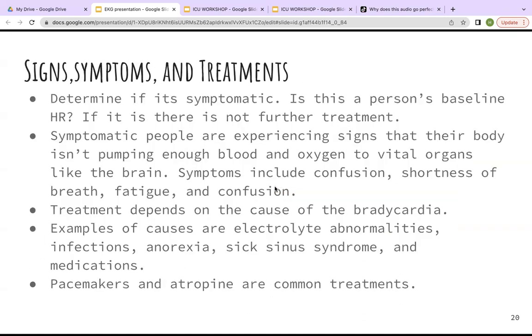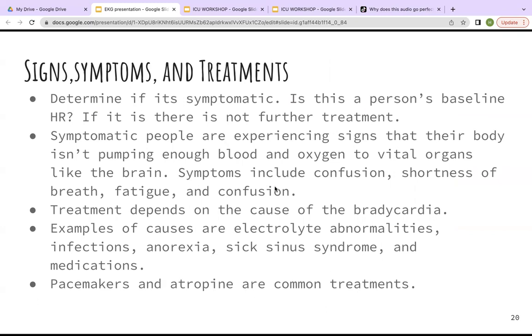So, signs, symptoms, and treatments. First of all, before you go doing anything crazy to treat a patient with sinus bradycardia, you need to determine: are they symptomatic or not? Is this their baseline? Occasionally, or actually very frequently, athletes are going to have a bradycardic rhythm. It's normal. Younger people may occasionally have a bradycardic rhythm, and that's okay, and no further treatment would need to happen.